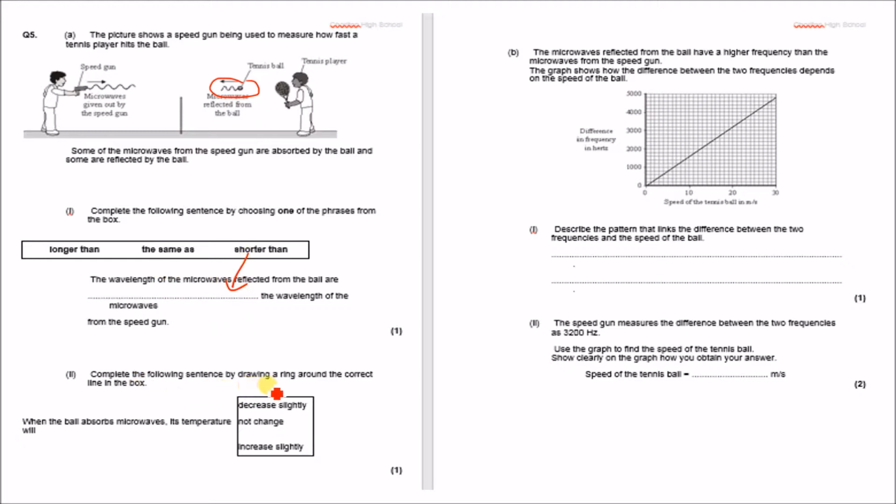Complete the following sentence by drawing a ring around the correct line in the box. When the ball absorbs microwaves, its temperature. If it absorbs any energy whatsoever, it must increase slightly. So there is an increase in overall energy of the ball, so that causes an increase in temperature. The energy increase may cause vibrations in the ball, so these kinetic vibrations in the ball are going to increase the overall temperature.